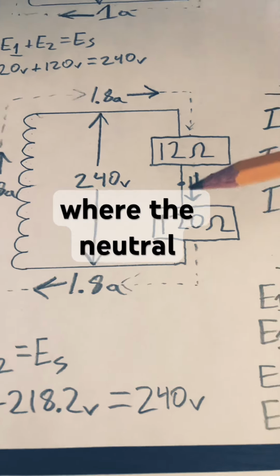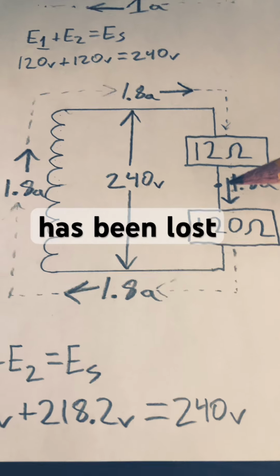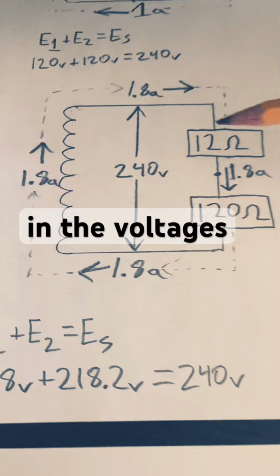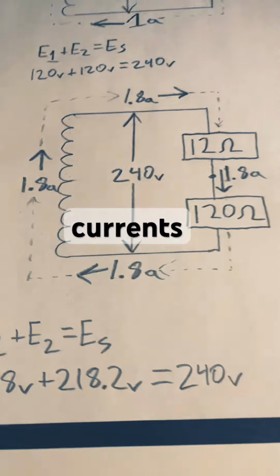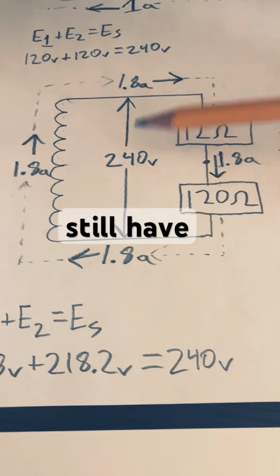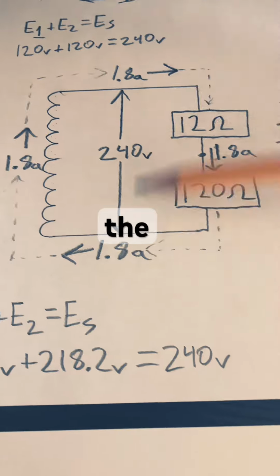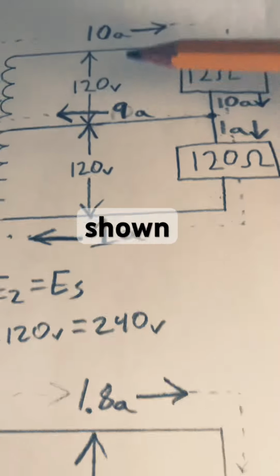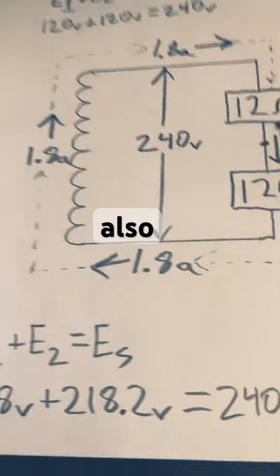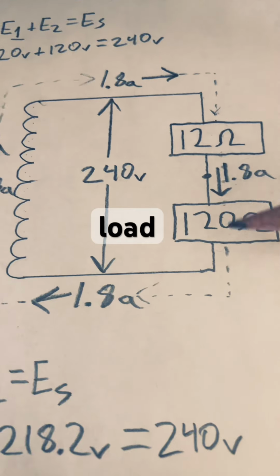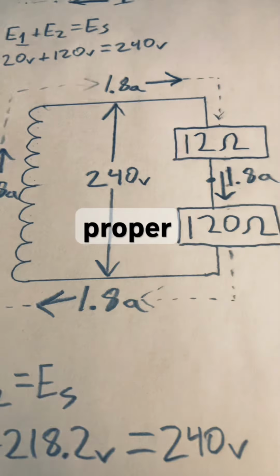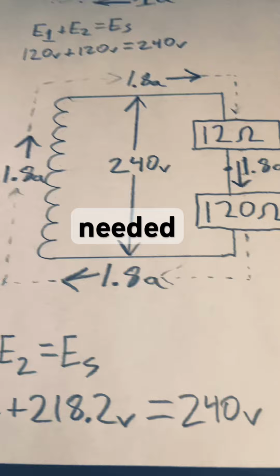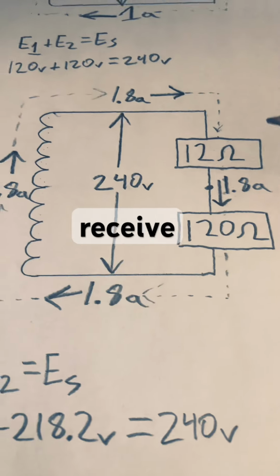In the condition where the neutral conductor has been lost, there is a change in the voltages as well as the currents on the line. We still have 240 volts across the entire circuit, as was shown in this example also. However, each individual load does not have the proper voltage that is needed in order for it to receive the proper current.